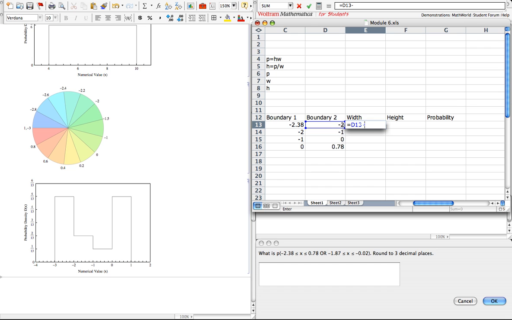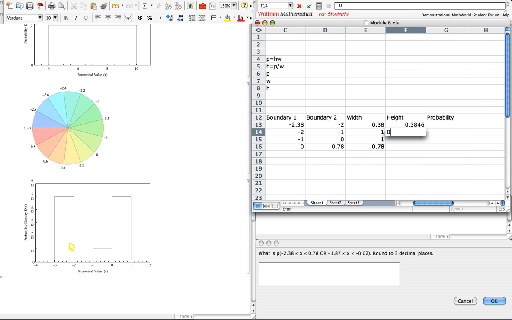Okay, so now I'm going to subtract boundary 1 values, which are the smaller values, from boundary 2 values. All the differences should be positive. The height of the function over that region, so from minus 2.38 to minus 2, it's 5 over 13. You still have to round it up to 4 decimal places, because that's what Mathematica counted as correct, and that's what Mathematica is using. From minus 2 to minus 1, it's 2 over 13.